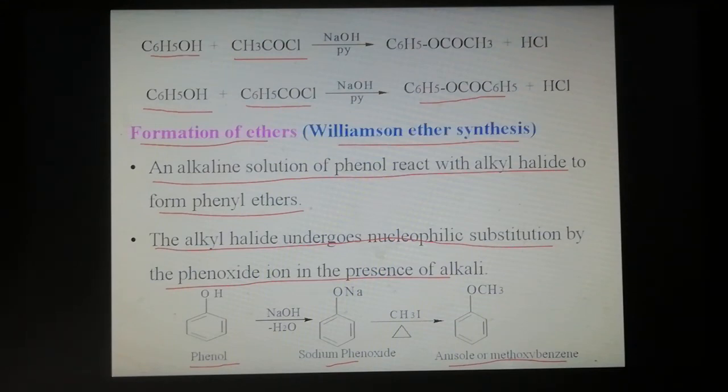In this reaction, sodium phenoxide reacts with methyl iodide. This reaction is a nucleophilic substitution reaction, forming anisole, and sodium iodide is also formed in this reaction.